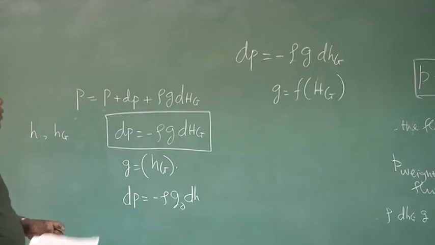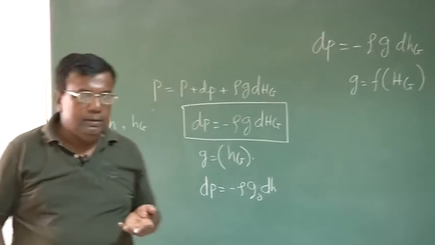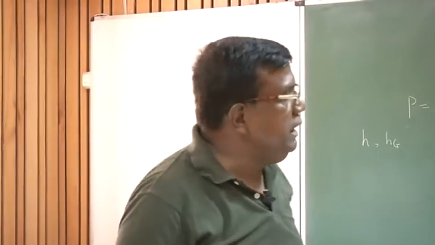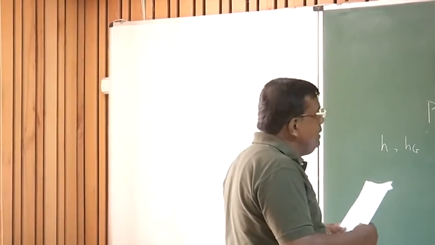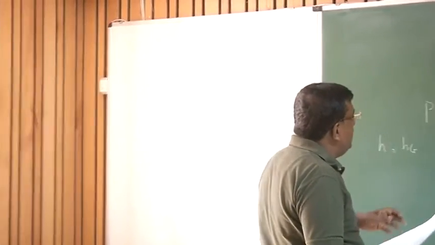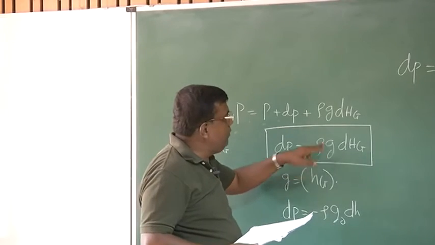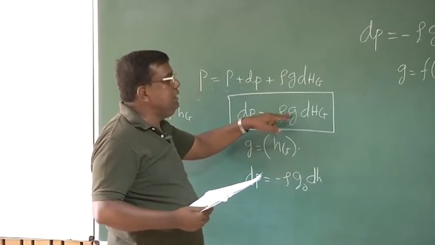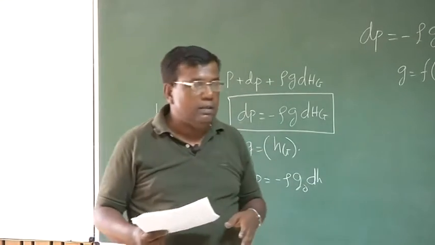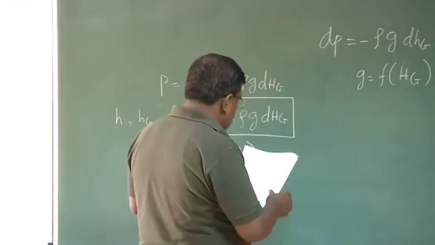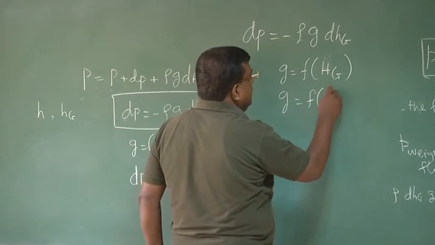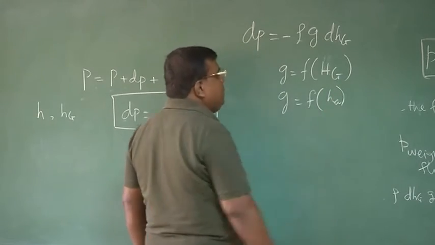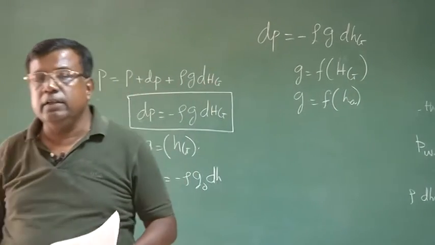That is, as I am going up and up, the Hg, that is geometric height, is also increasing, and G also will become a function of Hg. So if I want to integrate this to find pressure and all, I have to know explicitly one thing, that G is not going to remain constant. In fact, to be more precise, G should also be a function of HA, which is the absolute height, because as far as G is concerned, the reference is from the center of the earth.